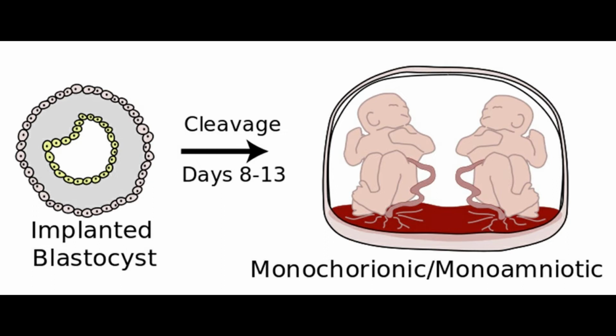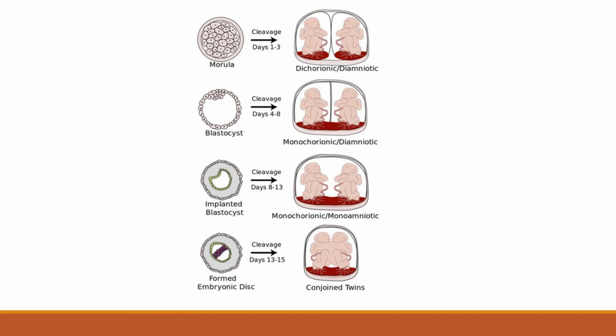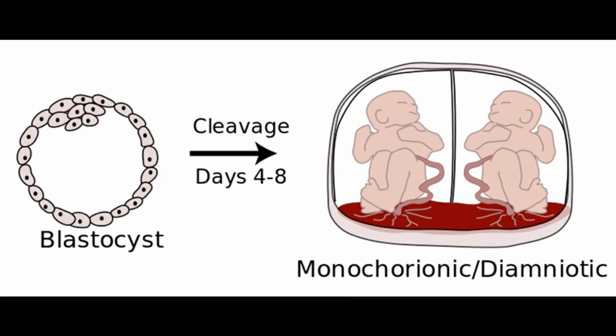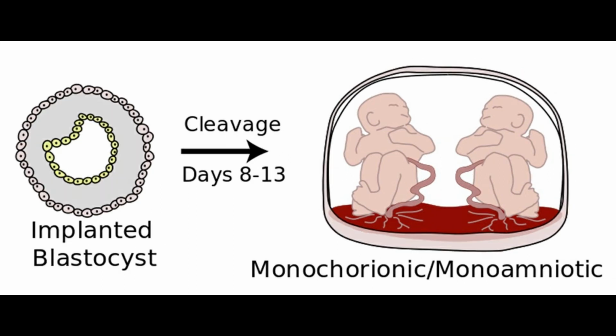Then it becomes as an embryonic disc on 13th to 15th day. This can be duplicated to form identical twins. So it will be a single one. This can be duplicated to form the identical twins. If it is duplicated or cleavage during morula stage on 1 to 3 days, we will have dichorionic diamniotic identical twins. If it happens during early mobile blastocyst, we will have monochorionic diamniotic identical twins. If that happens in an implanted blastocyst, then you will have monochorionic monoamniotic identical twins.